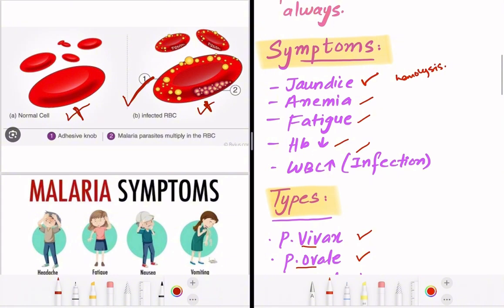Now, what are the symptoms of malaria? First of all, jaundice will be developed as there is hemolysis of RBCs. Due to the hemolysis of RBCs, anemia will occur in the body. There will be deficiency of red blood cells and hemoglobin. Due to the deficiency of hemoglobin, there will be no transport of oxygen and the patient will feel fatigue. There will also be increased production of WBCs as it is an infectious disease. To fight the infection, the body will produce more leukocytes and white blood cells.